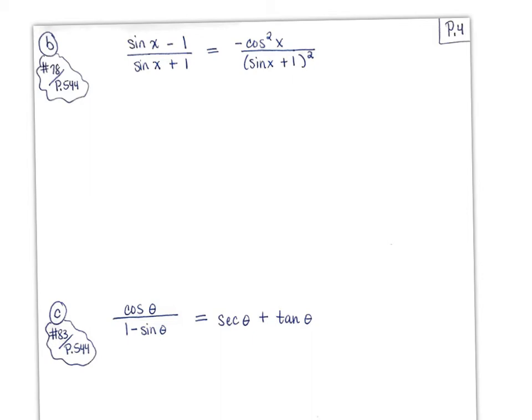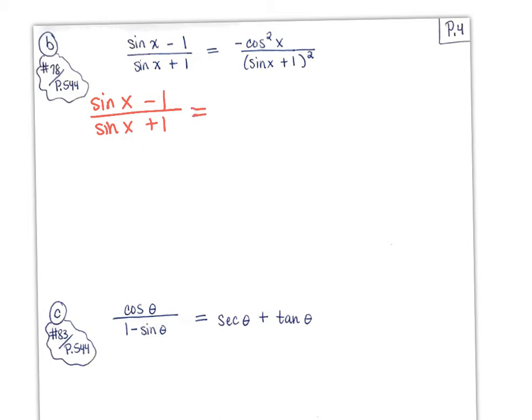Good, multiply by sine x plus 1. So first we have to write down what we're starting with. We're starting with sine x minus 1 divided by sine x plus 1. So that's what we're starting with, right? So we write that down.